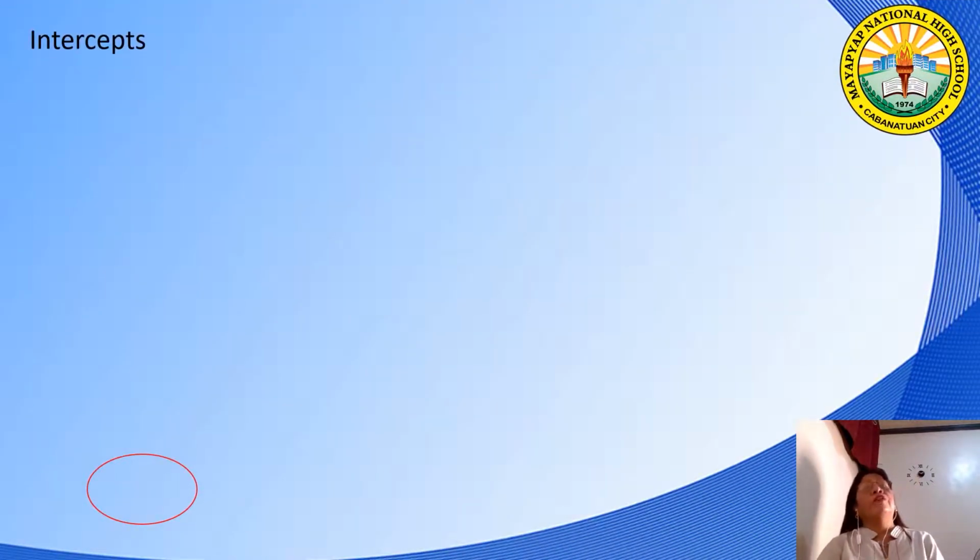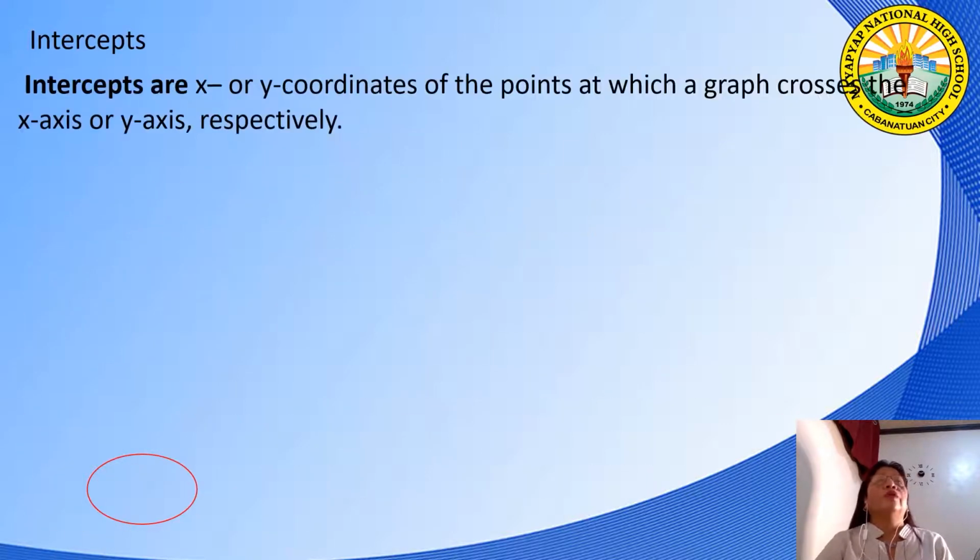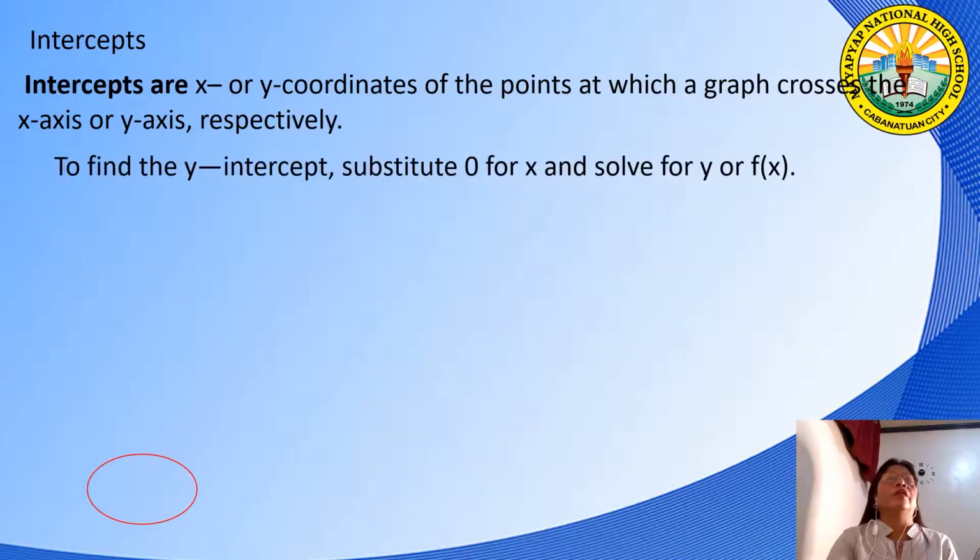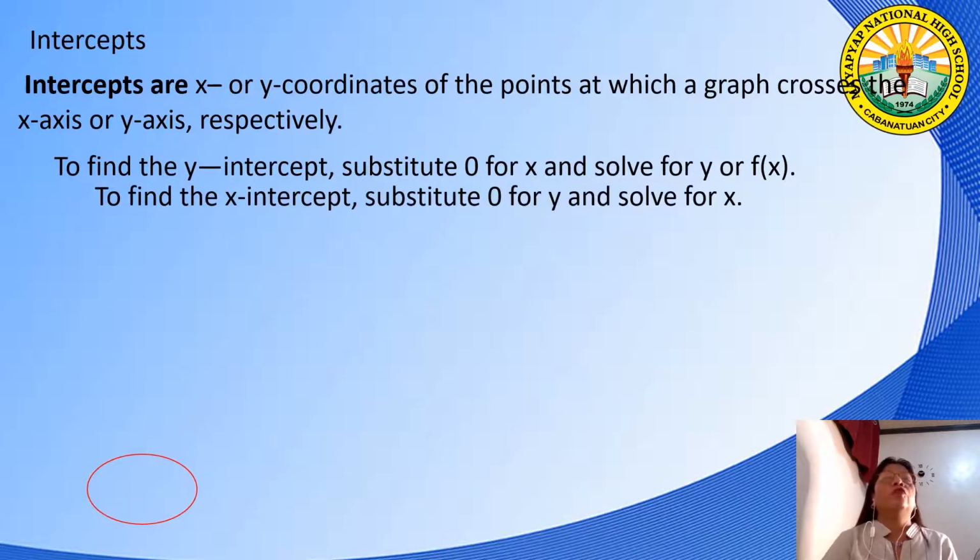Then, what about the intercepts? So, there are two types of intercepts, the x and the y. Intercepts are x or y coordinates of the point at which a graph crosses the x-axis or the y-axis respectively. To find the y-intercept, you substitute 0 for x and solve for y, or f of x. And to find the x-intercept, substitute 0 for y and then solve for x.